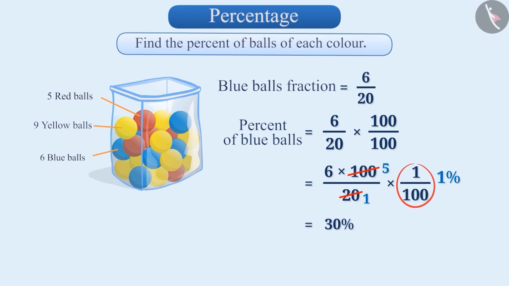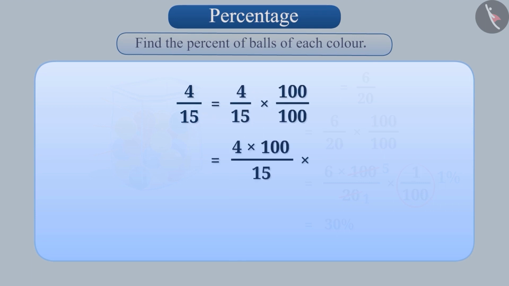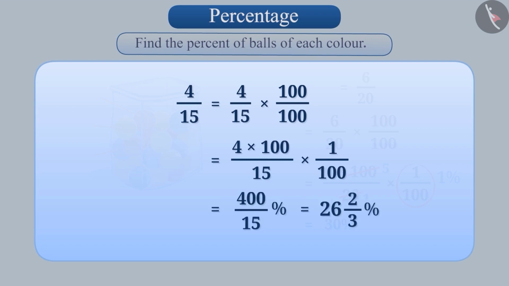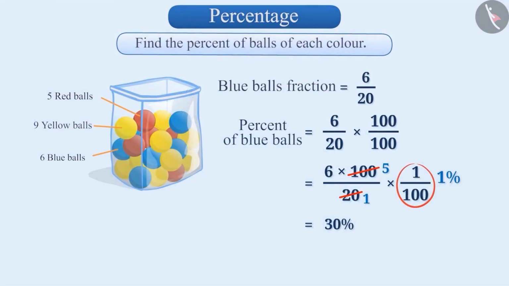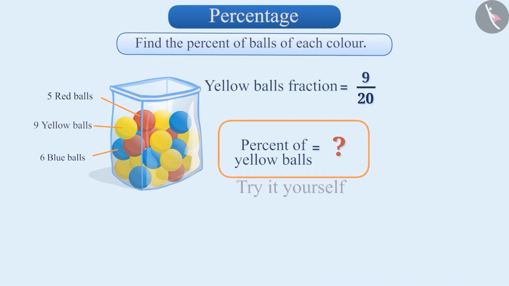This method is very effective in situations where there is a difficulty in converting the denominator of a fraction to 100. For example, to express 4 by 15 as a percent, we will multiply 4 by 15 into 100 by 100, which is equal to 4 into 100 by 15 into 1 by 100, which is equal to 400 by 15%, which is equal to 26 2 by 3%. In this way, you must have understood by now how we express a fraction in percent. Now, will you be able to find the percent of yellow balls? Try it for yourself.